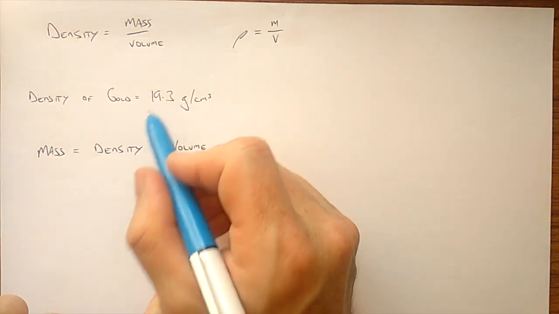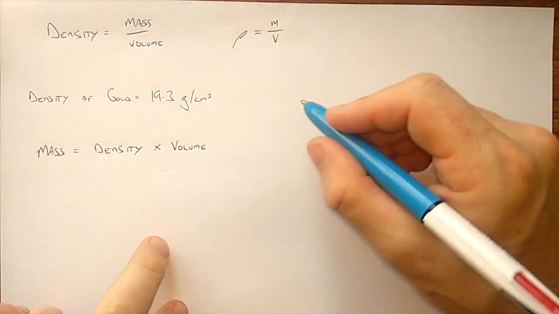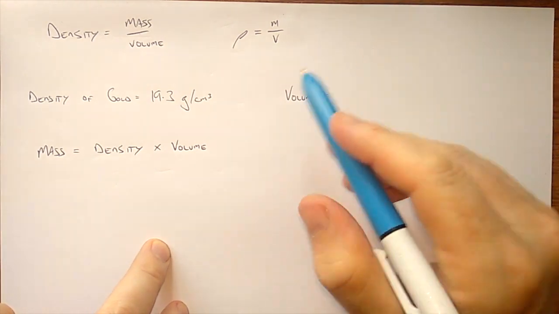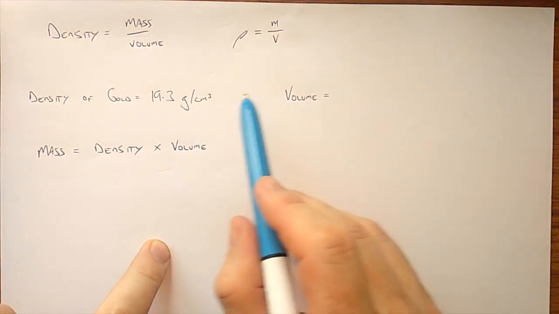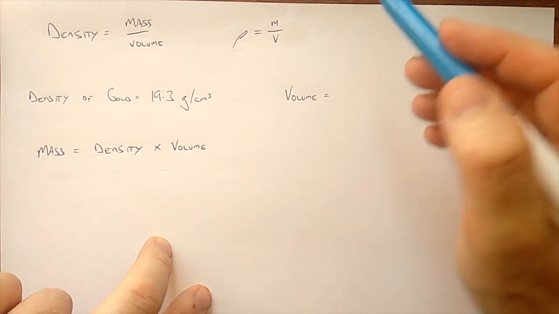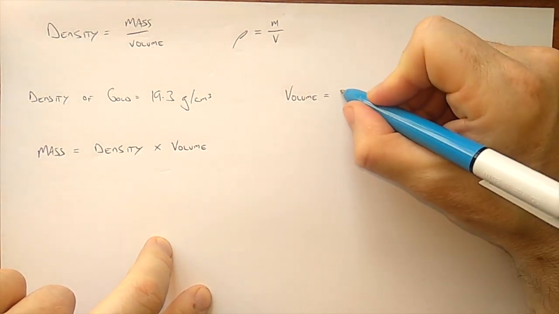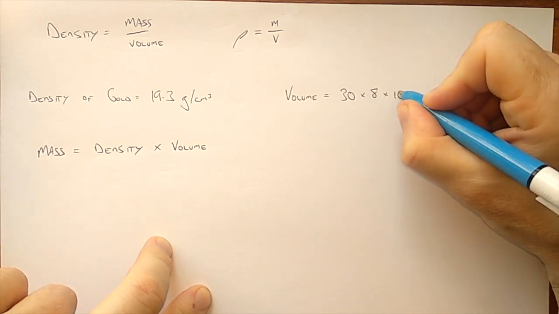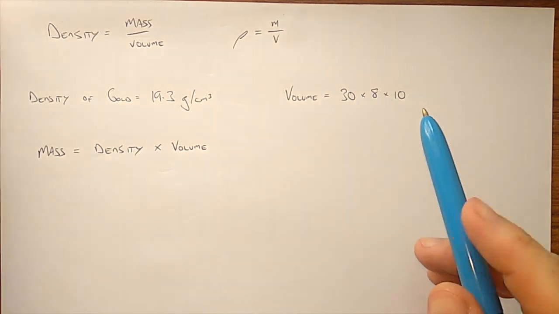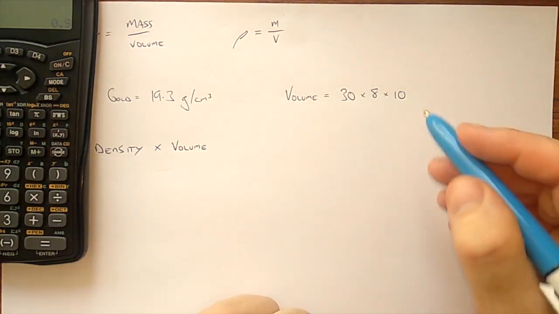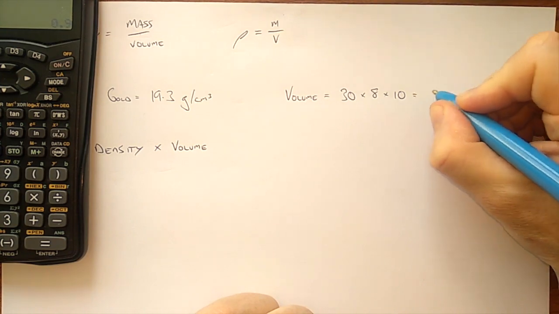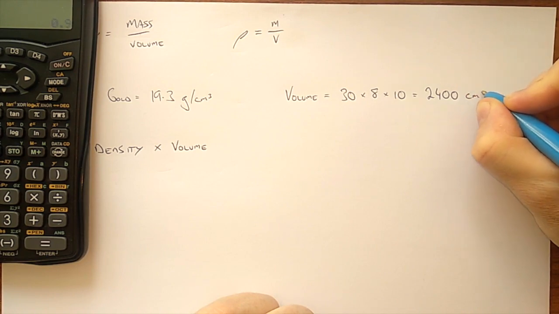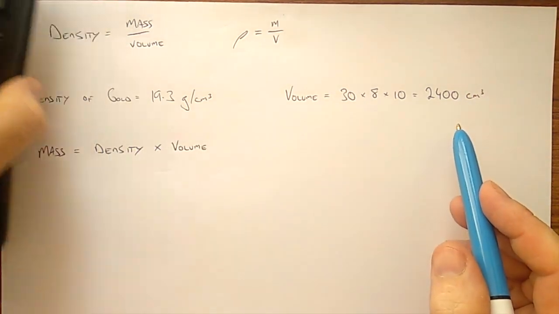I have my density, but I haven't got my volume yet. So let's come over here for a second. Volume. Got to be careful of units. We're in grams per centimeters cubed here, so we're going to stay in centimeters, and that's nice because they've given it to us in centimeters. So it's 30 by 8 by 10, length by height by width, calculating volume just like you do in maths, and that is going to be equal to 2,400 centimeters cubed.